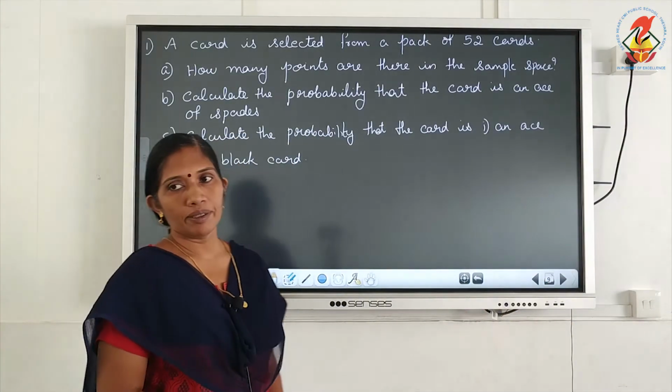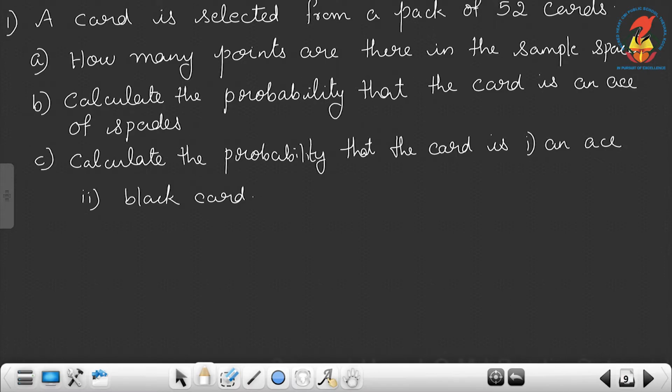The first question. A card is selected from a pack of 52 cards. How many points are there in the sample space? Calculate the probability that the card is an ace of spades. Calculate the probability that the card is an ace and black.